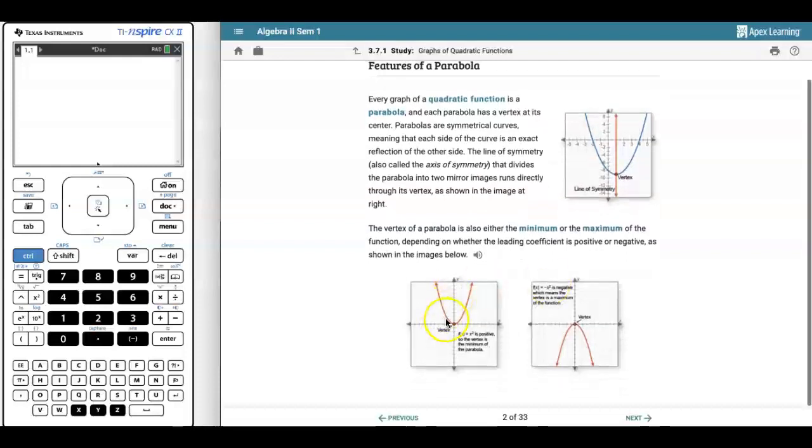Again, the vertex can either be a minimum or a maximum depending on if the parabola opens upwards or downwards. That's going to be dependent on the A value in our quadratic. If A is positive, it's going to open up like a cup. If A is negative, it's going to open down like a frown.